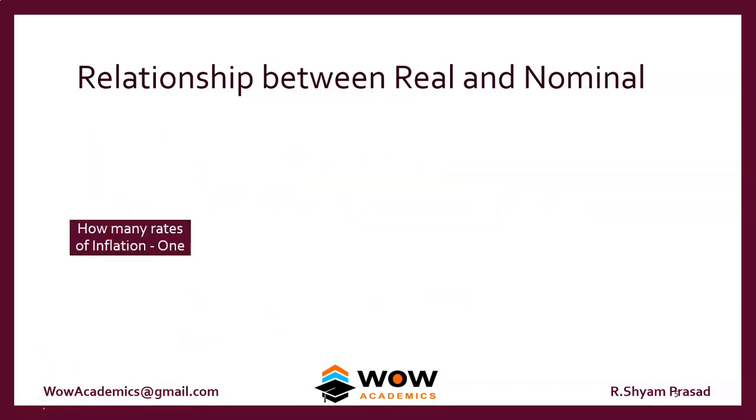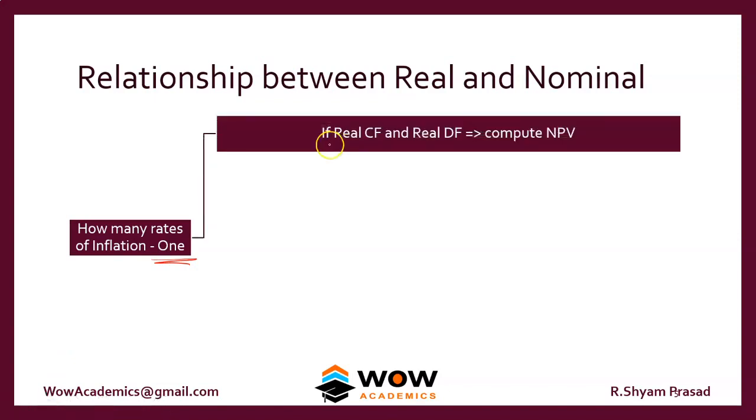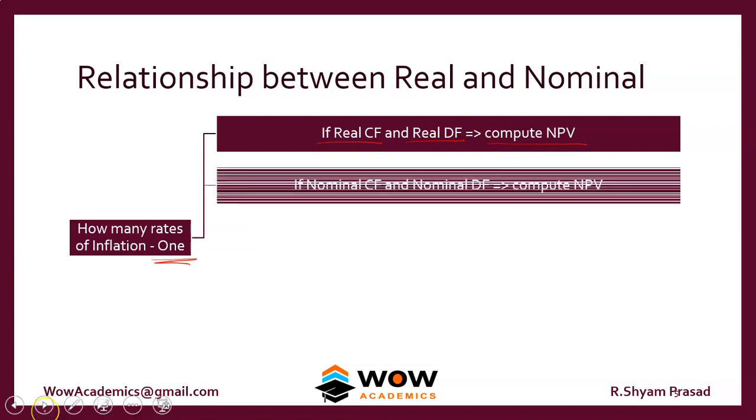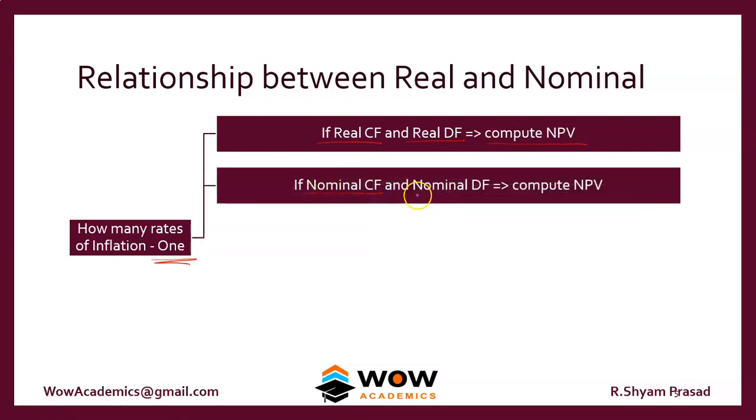So how do you work out a problem if it's given in the exam? We have to check how many rates of inflation there are in the problem. If there's only one inflation rate, then this is the sequence in which you have to solve the problem. If real cash flow is given and the real discount factor is given, it's very simple, you normally compute the NPV. If nominal cash flow is given and the nominal discount factor is given, you can directly compute the NPV. Whichever method you use, you will get the same NPV.